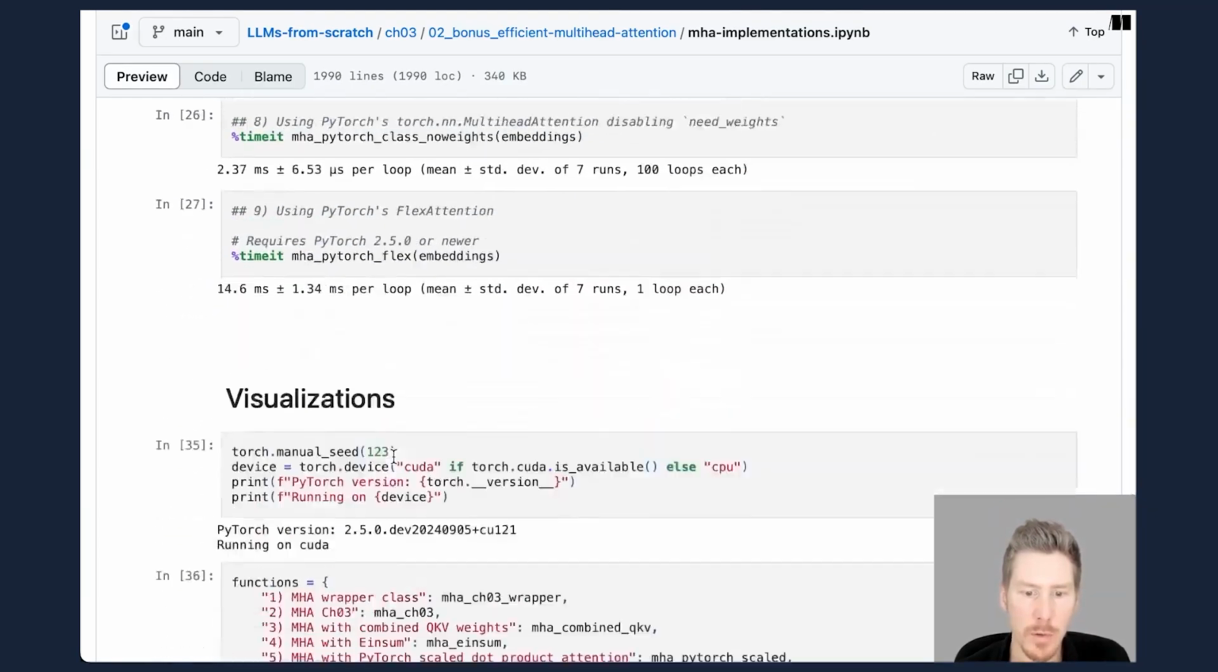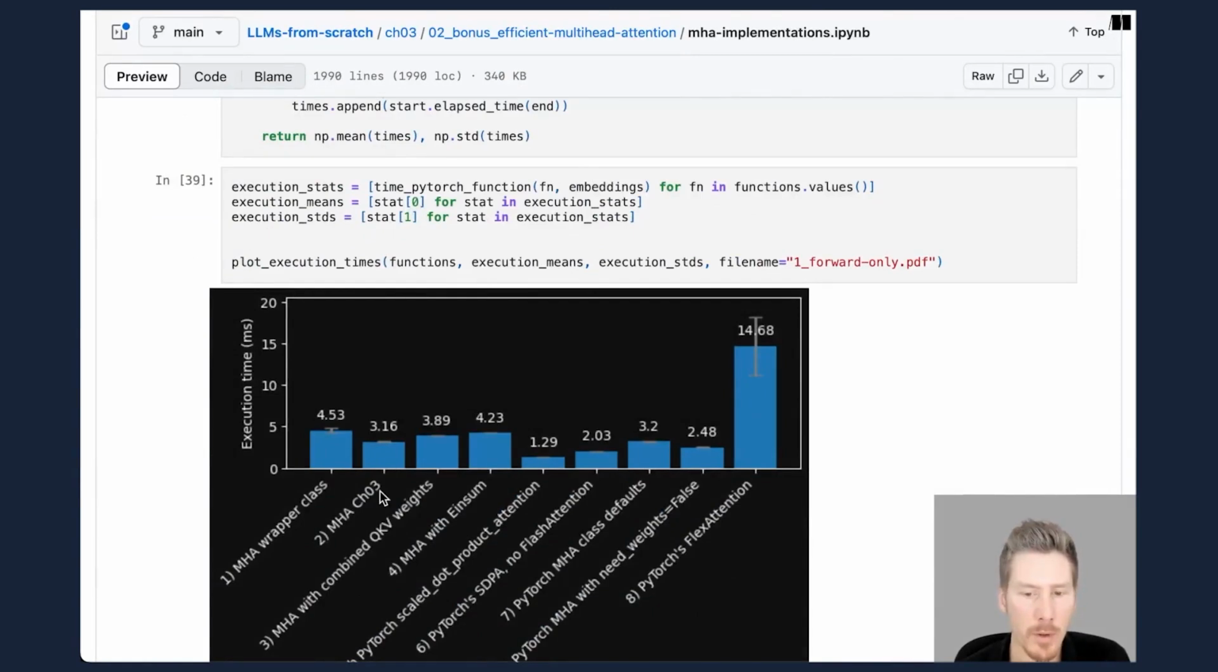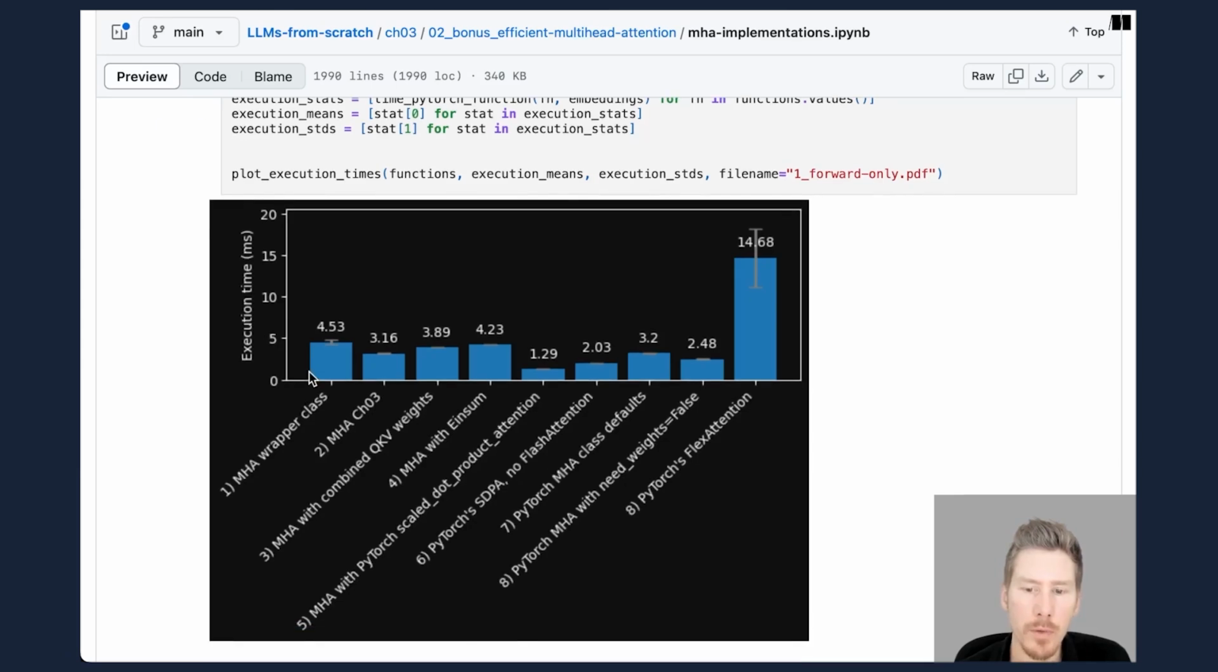Let me just scroll down to the visualizations that I have. So you can see all of them compared to each other, 9 different attention mechanisms. I see this should be a 9 here. And what you can see is that the fastest one is using multi-head attention with the PyTorch scaled dot product function, if it's using flash attention. And you can see the slowest is flex attention. We will revisit this in a few moments.